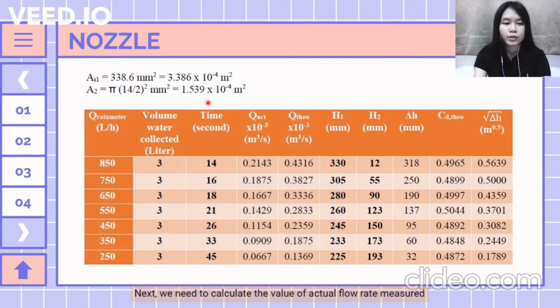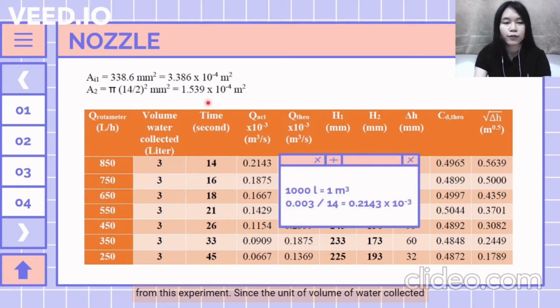Next, we need to calculate the value of actual flow rate measured from this experiment. Since the unit of volume of water collected is in liters, we need to convert it to meter cube first. For example, to calculate the actual flow rate of the first reading, we will use 3 divided by 1000 and divide by 14 seconds. Then, we will get actual flow rate equals to 0.2143 times 10 to the power of negative 3 meter cube per second.